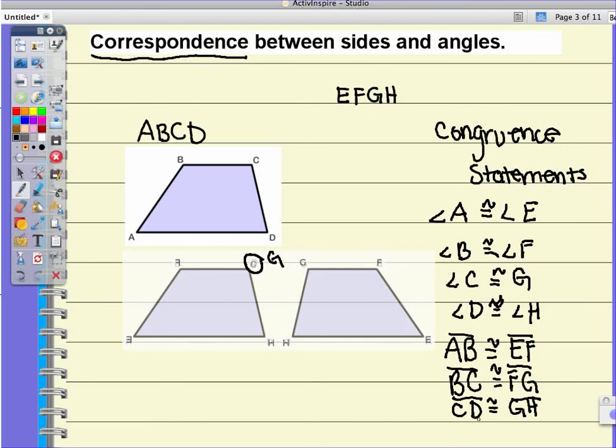And finally, line segment AD. Oh, all right, let me go over here. Line segment AD is congruent to line segment EH. And again, listing those parts that are corresponding in the order. If you need to pause this, you may go ahead and do so now, but I'm going to move on.